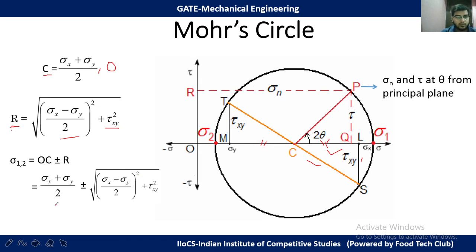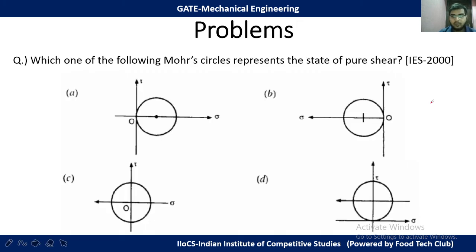This is the formula we have got by the analytical method also. And this R is also the value of the maximum shear stress. You can see the relation is the same as the maximum shear stress. This point P gives the value of sigma n and tau at theta from the principal plane. Here we give the value to theta, but actually it gives the value at theta from the principal plane. Okay, so let us see some problems.